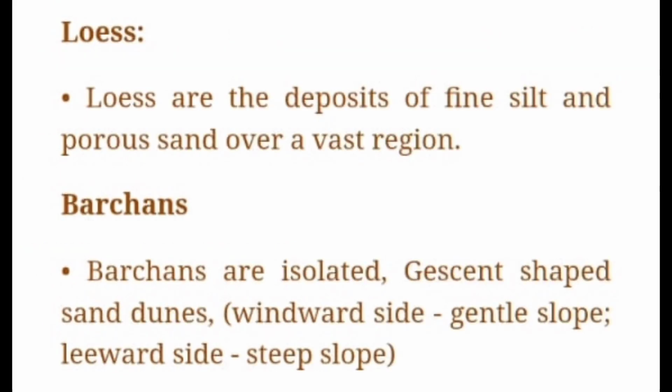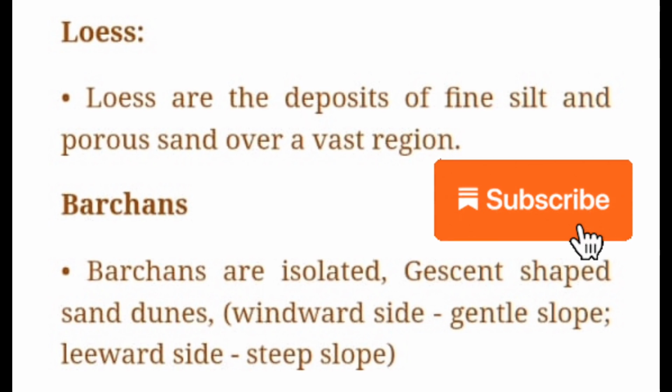There are different types of sand dunes: barchans, transverse dunes and longitudinal dunes. Loess: loess are the deposits of fine silt and porous sand over a vast region. Barchans: barchans are isolated crescent shaped sand dunes. Windward side has a gentle slope, leeward side has a steep slope.